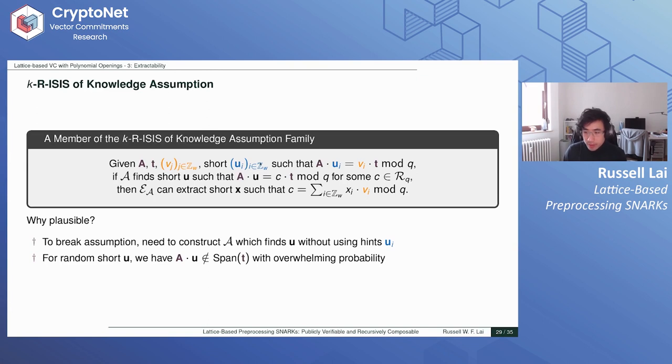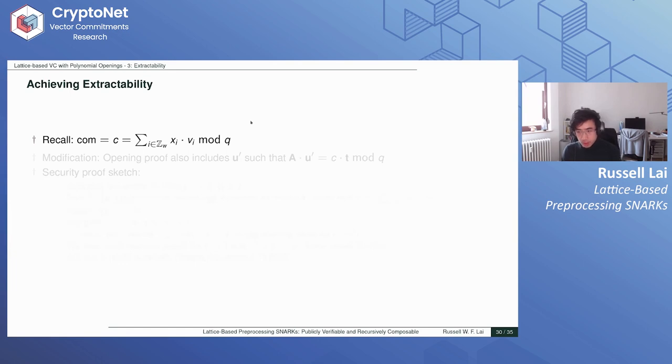So now that we are equipped with this CRISIS knowledge assumption, let us see how we can achieve extractability. Let us recall that the commitment is simply a linear combination of these monomials v_i with coefficients given by the coefficients x_i of x. So we are going to perform the following modification. We simply modify the scheme so that an opening proof also consists of another short pre-image u' of the commitment times the target vector T. And we argue that with this modification, the scheme is already extractable.